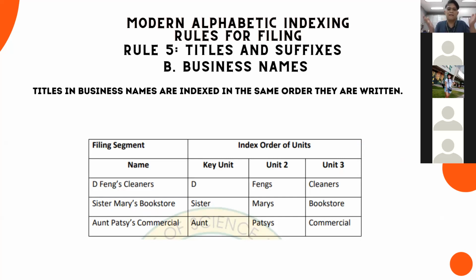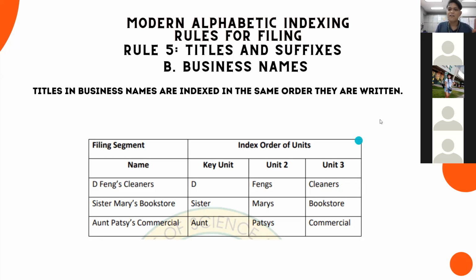For example, the key units like Dee's, Sister, and Aunt: Dee's Cleaner, Sister Mary's Bookstore, and Aunt Patsy's Commercial. So it is ordered as it is in the business names. You can use this as rule number 5 if you don't want names reversed and confused in filing. You simply use titles and suffixes in business names in order as they are written.